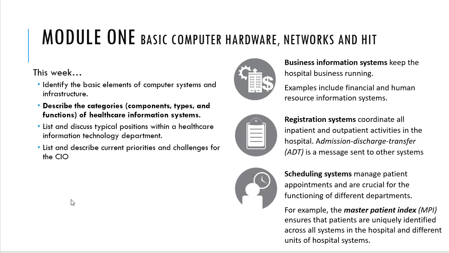As far as describing the categories of healthcare, as I mentioned before, the business information systems that keep the hospital running, the registration systems, or the ADT systems that we may talk about later, scheduling systems, including the master patient index, which has been mentioned before, that allows for some sort of a place or a location for patient information to reside and for it to be tied to, would be that MPI.